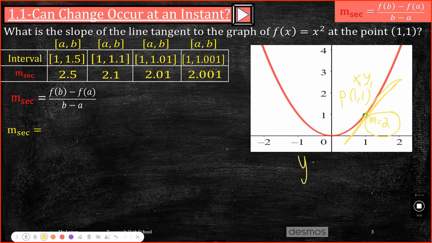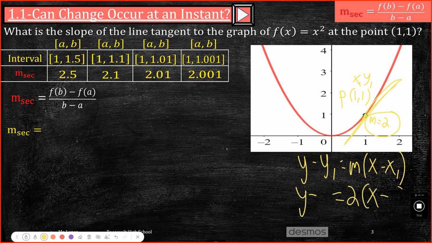So how do I do that? y minus y1 equals m times (x minus x1). Plug in m. What do I plug in for m? What do I plug in for x? Louder. What do I plug in for y? Yes? That's the whole lesson for today. We are done.